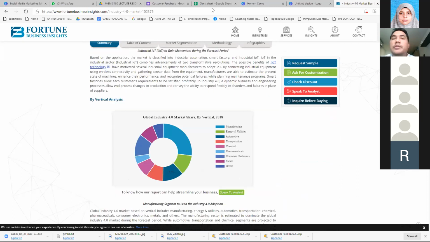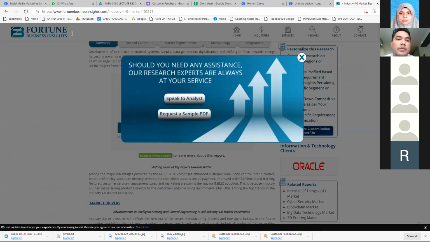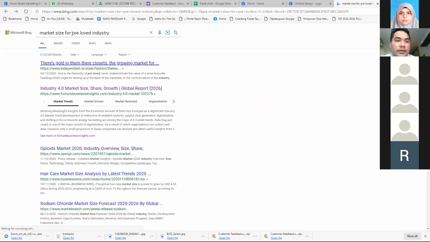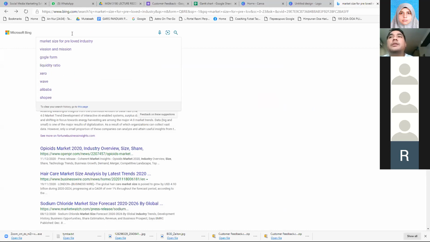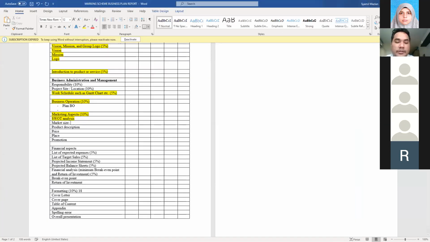So for example, if you are selling umbrellas, I see some of you are selling umbrellas, so maybe you can find the market size for the umbrella market. So just find it for your business, and please make sure that your information is relevant. Now you are in the year 2020, so take the data from 2020 or 2019. Don't take the data from 2010. It's not relevant.